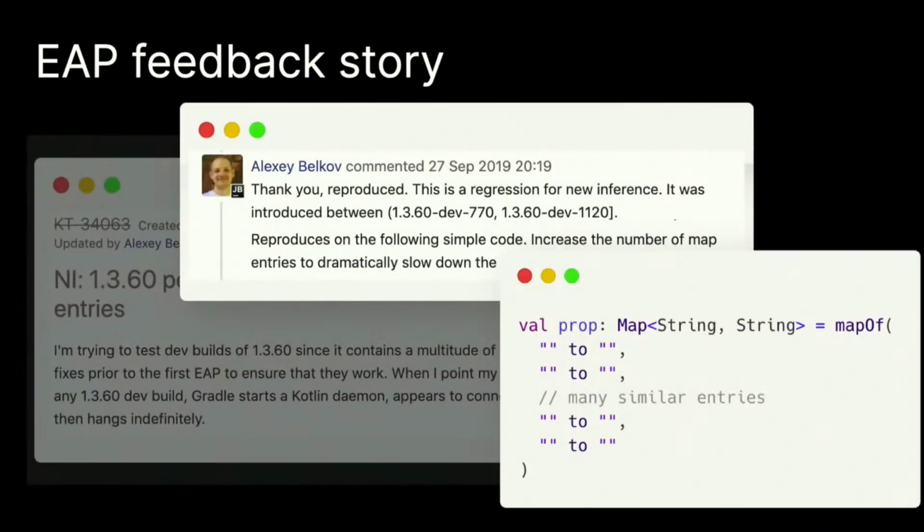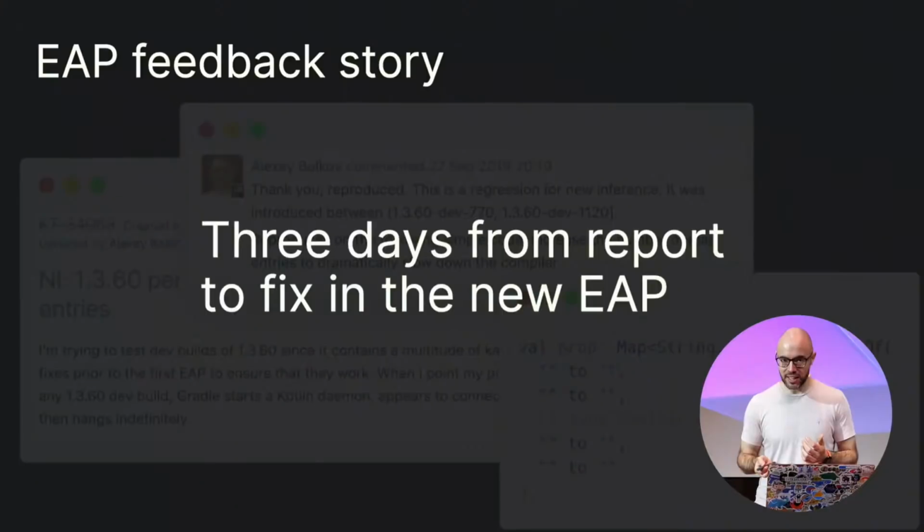The problem was quickly reproduced and explored by our technical support team. They found out that the bug appeared because of the new type inference system and was specific for very large maps. The problem was fixed in just 3 days, which is pretty fast for a programming language. And the next Kotlin release was working correctly.